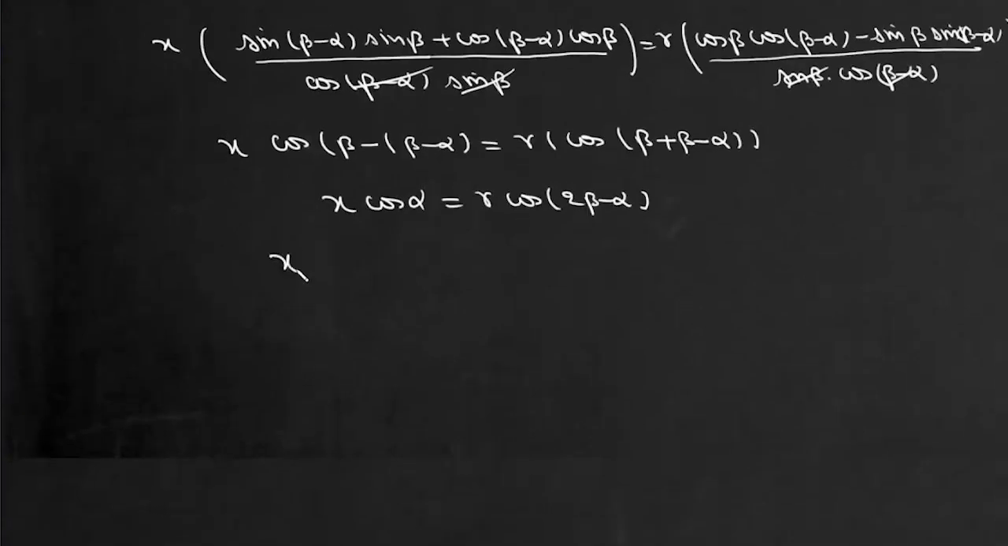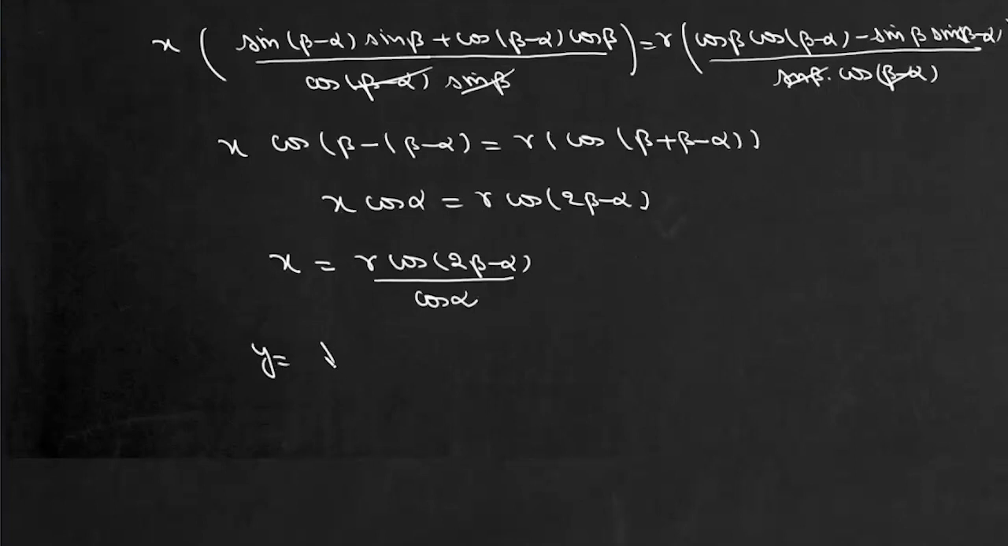So x coordinate of D will be r cos 2 beta minus alpha upon cos alpha. And now we can find y, and we know that y is tan beta minus alpha into x plus r.